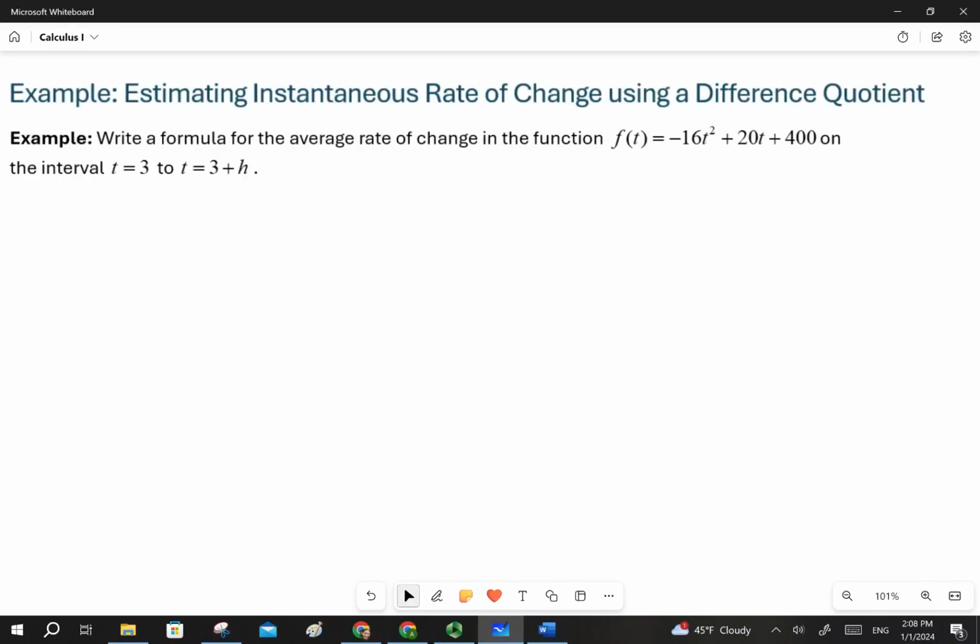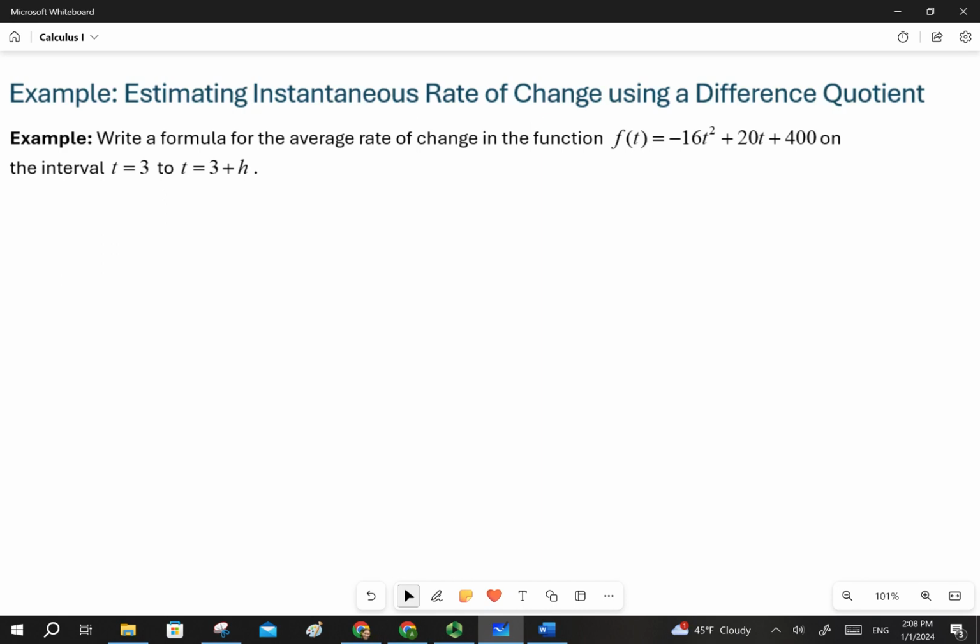Write a formula for the average rate of change in the function f of t equals negative 16t squared plus 20t plus 400 on the interval t equals 3 to t equals 3 plus h. Note that I changed the name of the function to f to avoid confusion with the variable h, but it's the same function as the previous example.